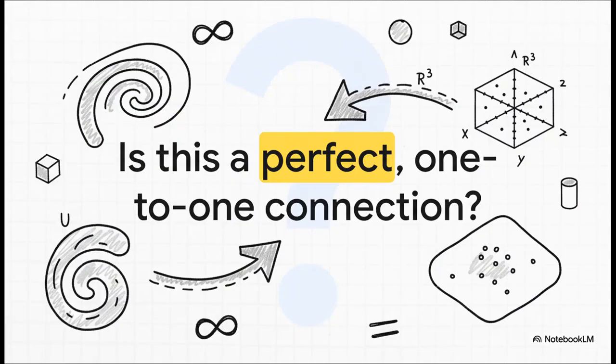So this brings us to the million-dollar question. Is this connection a perfect one? Is it a one-to-one mapping? The fancy word for this is isomorphism. If T is an isomorphism, it means U and R3 are just 2 different ways of looking at the exact same structure. They're basically twins wearing different outfits.